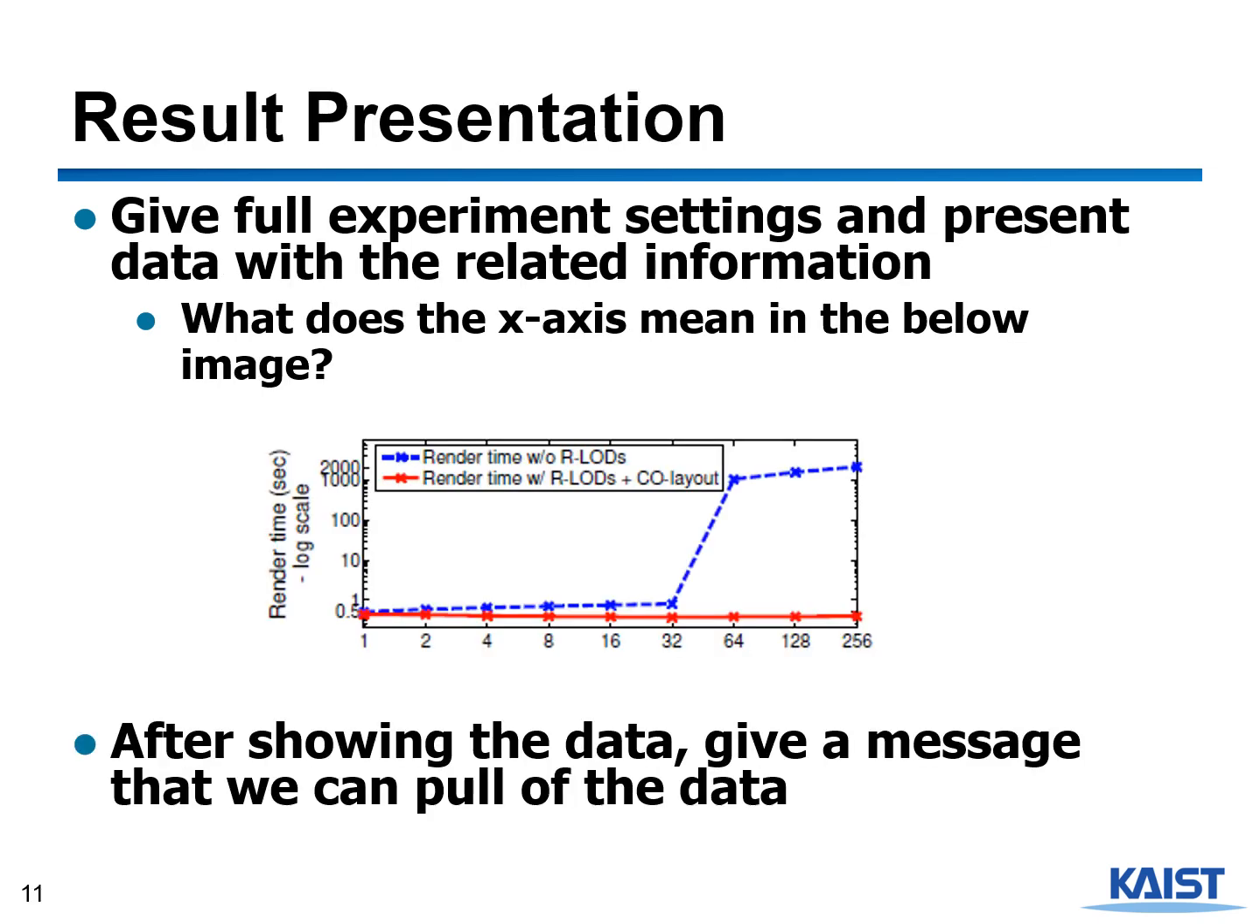Also, when you show some table or graph like this, you need to give the full experiment setting, and then present the data with the related information. So in this figure, for example, we cannot see what the x-axis indicates. Then we cannot understand or pull out the important message from this. Also, after showing this kind of low-level data, you need to give the high-level message that we can draw out of this data. That way we can better understand your data, table and figure.